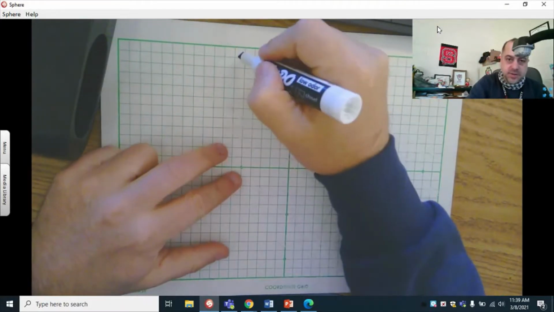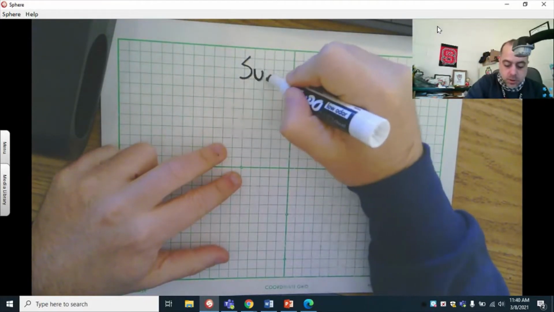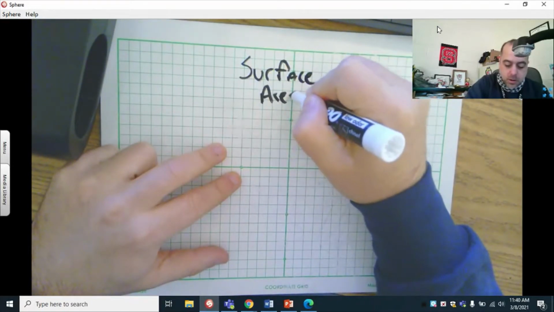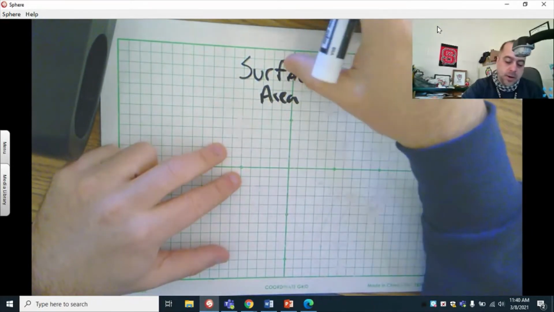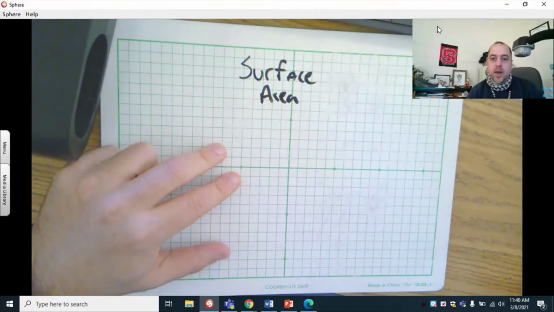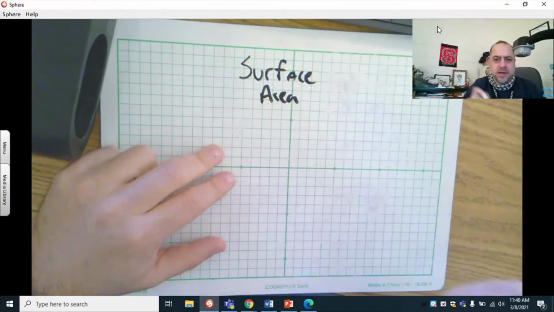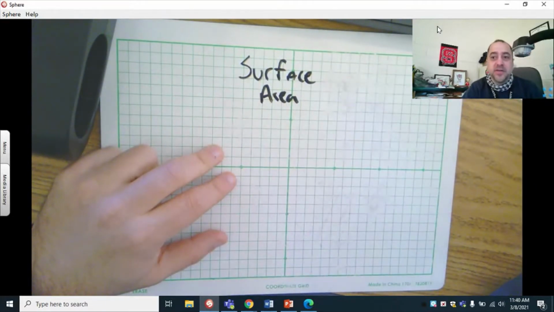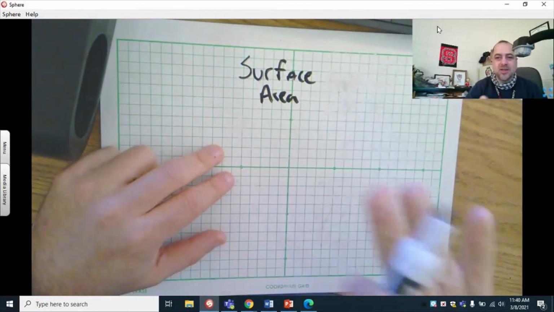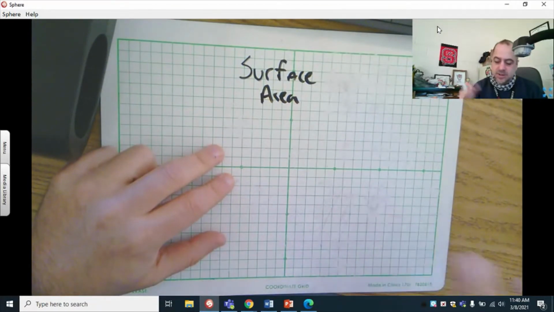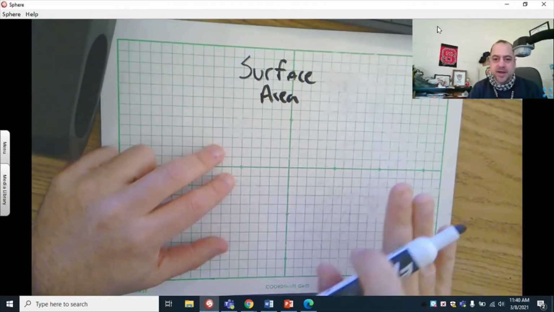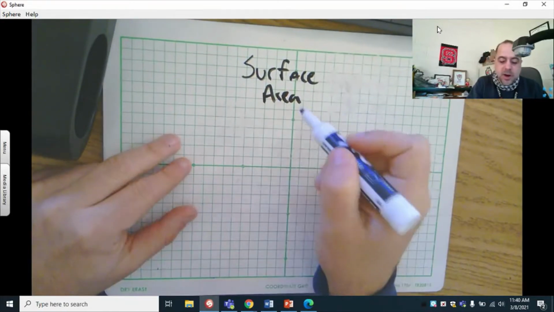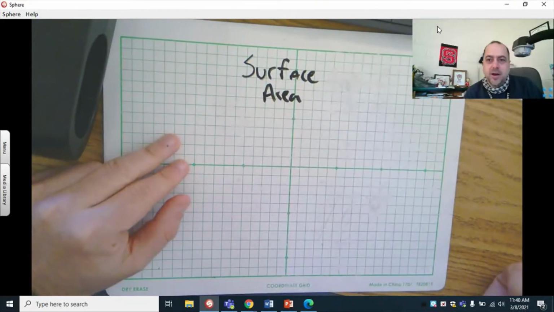It is called the surface area. The surface area. Okay, and let's look at what this means. Well, just break it down. You know what a surface is, right? It's like the surface of this desk I'm at, the top of the desk. This is a surface, right? Like the outsides. And we know what area is. We know how to find the area of a shape.